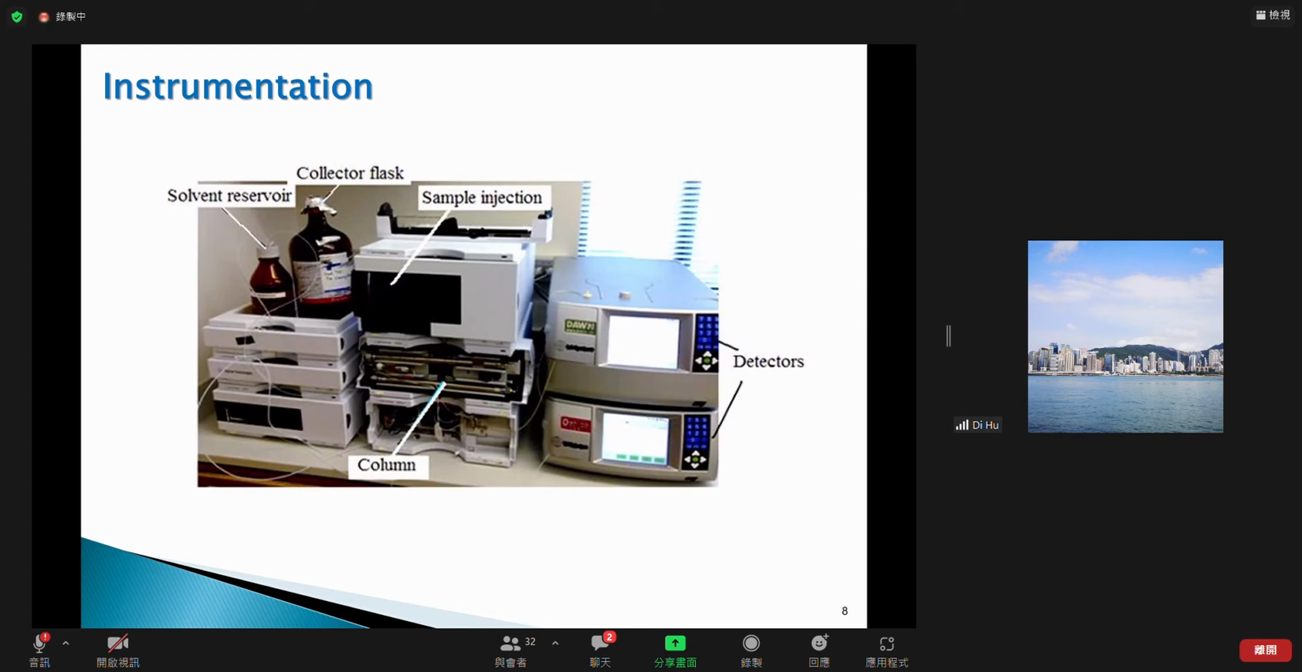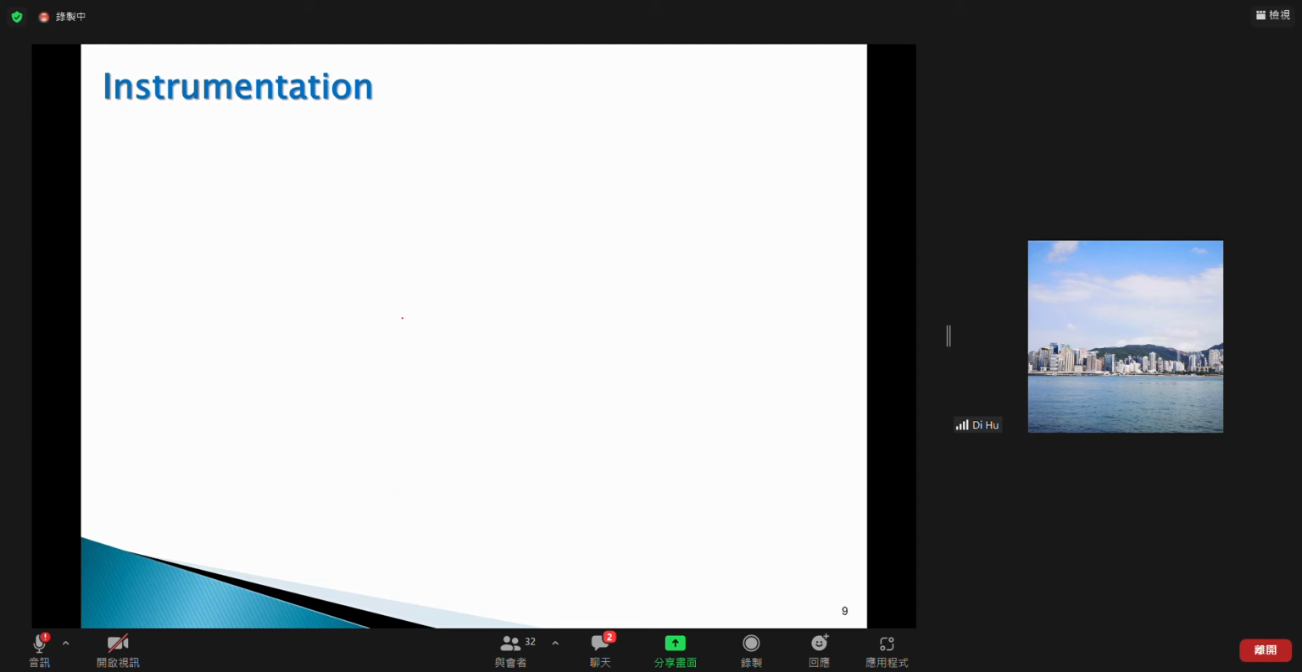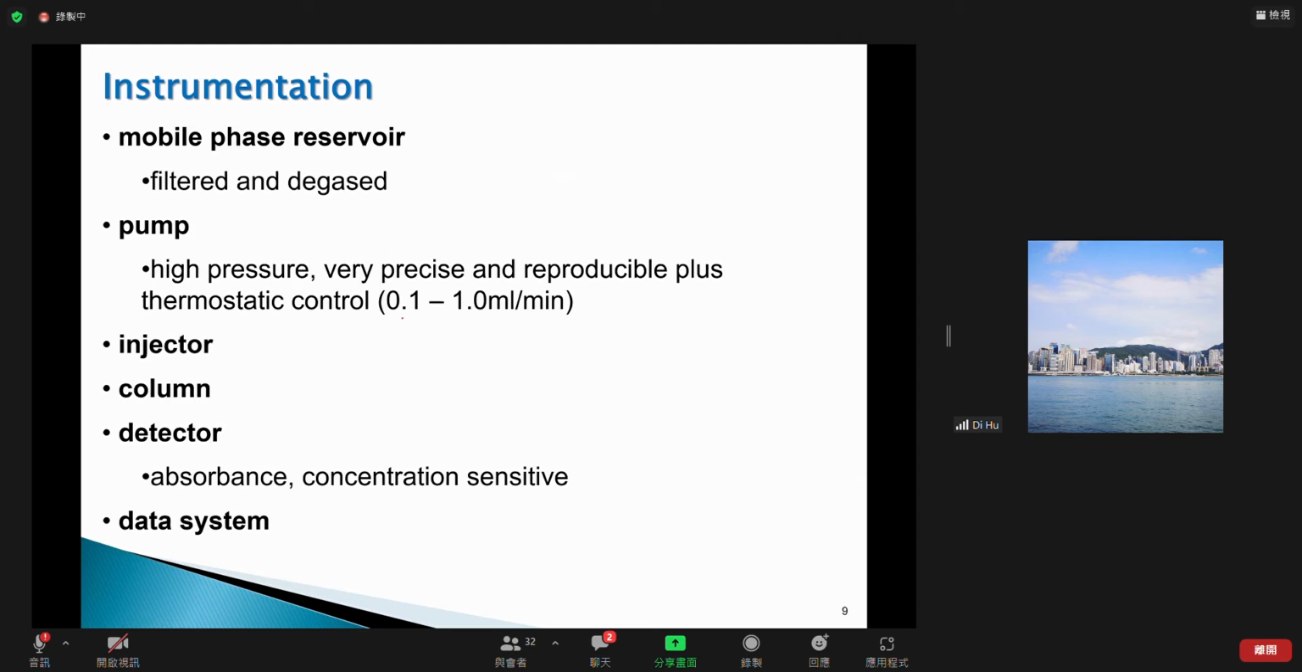Now this is the instrumentation. It's very typical for an LC system, because this is also a kind of liquid chromatography. You have the column here, the sample extraction part, the solvent reservoir, some collection flasks, and also the detector and so on. Looking at the different parts, the mobile phase reservoir should be filtered and degassed, and then the pump.